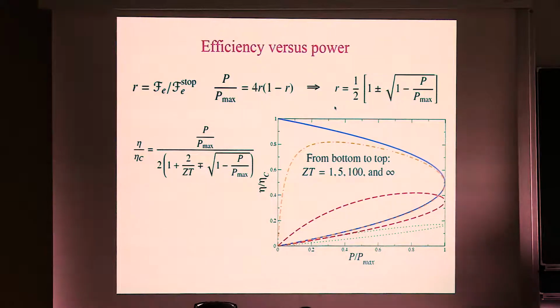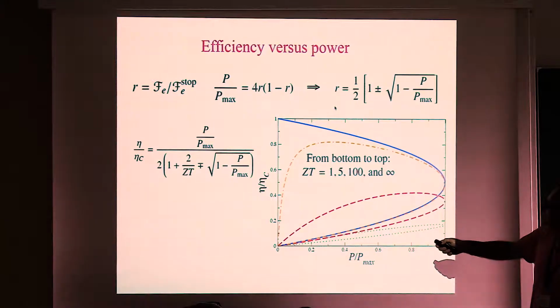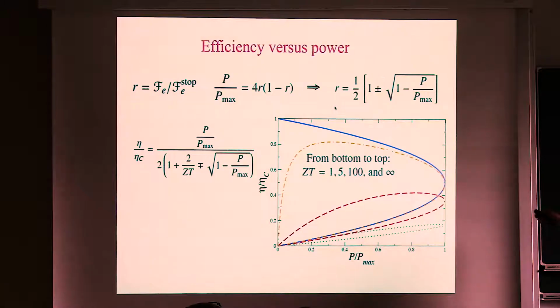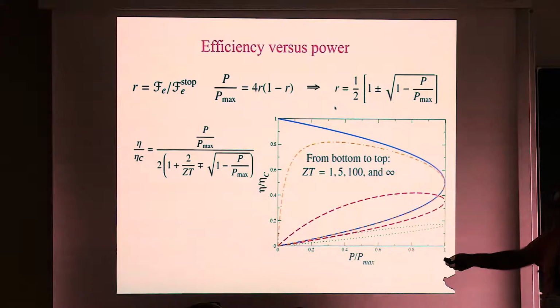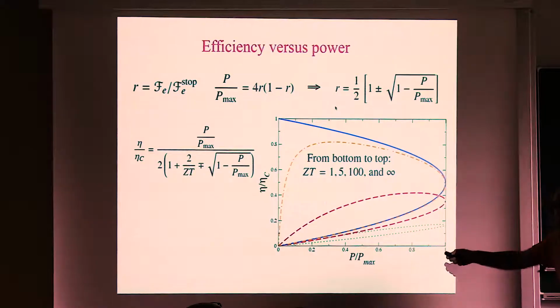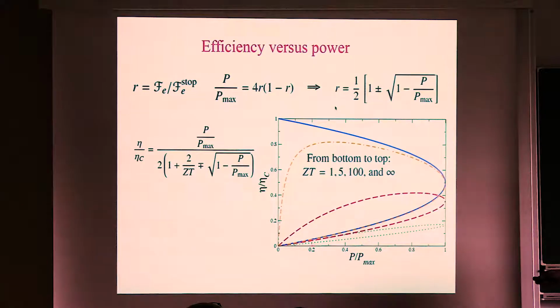Okay, now I want to comment on these loops. You can look at the ratio between voltage and stopping voltage, and you can express power over maximum power as a function of this ratio. You plug into the linear response relation, and you can draw universal curves: efficiency in units of Carnot efficiency as a function of power divided by maximum power. And these curves only depend on the parameter ZT. So if ZT is small, say ZT equal to 1, you have these curves.